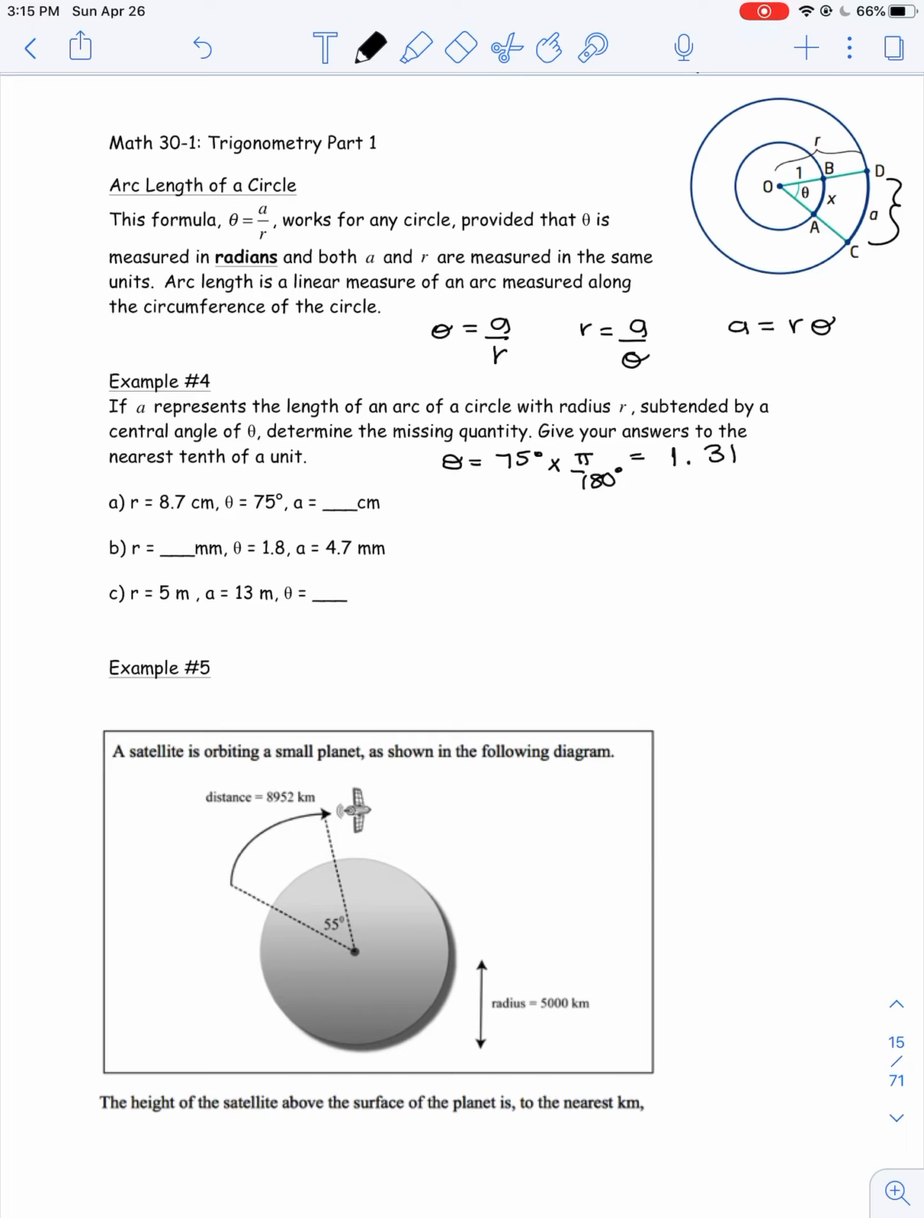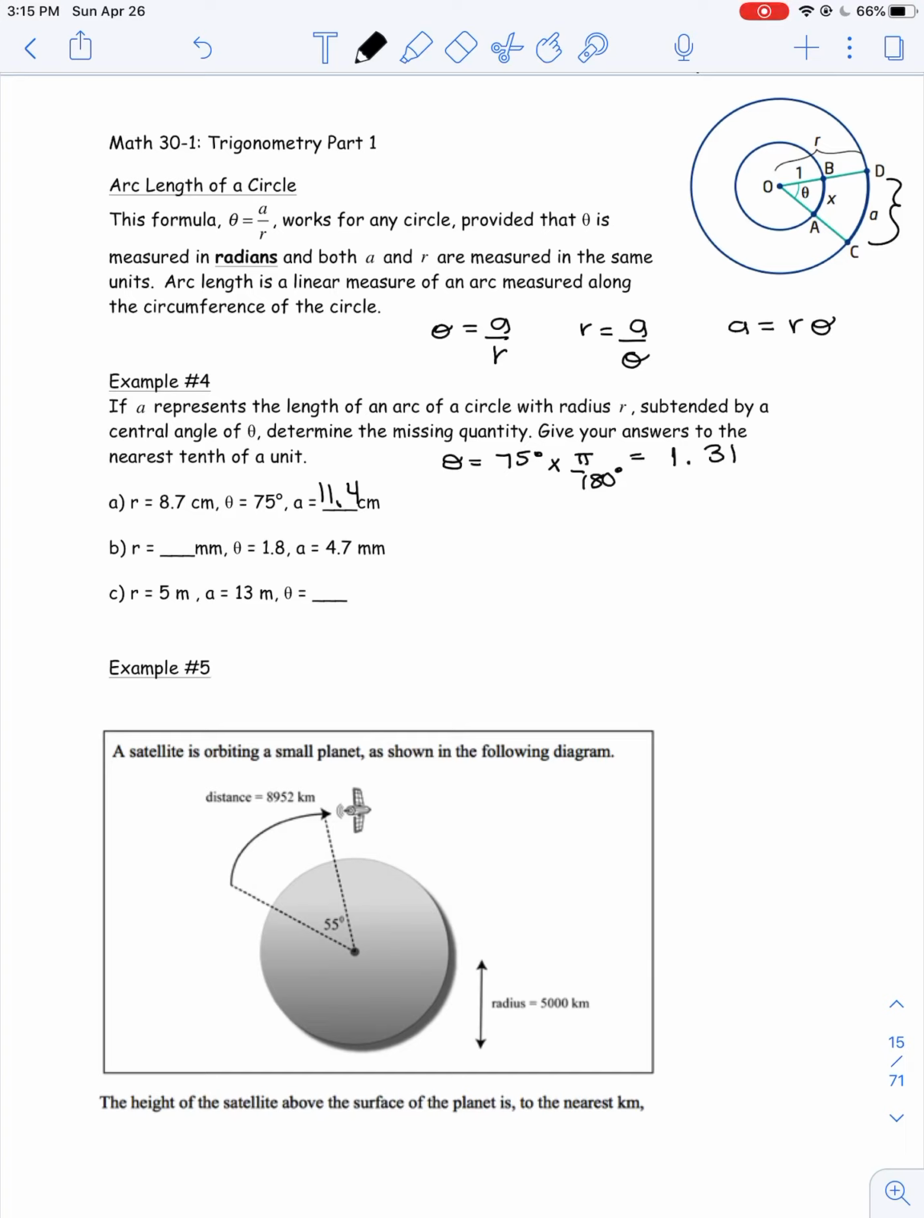In this case, we want to solve for A, so we're going to take our radius, which is 8.7, and multiply it by the A value, which is our theta, 1.31. And you should get 11.4 centimeters.